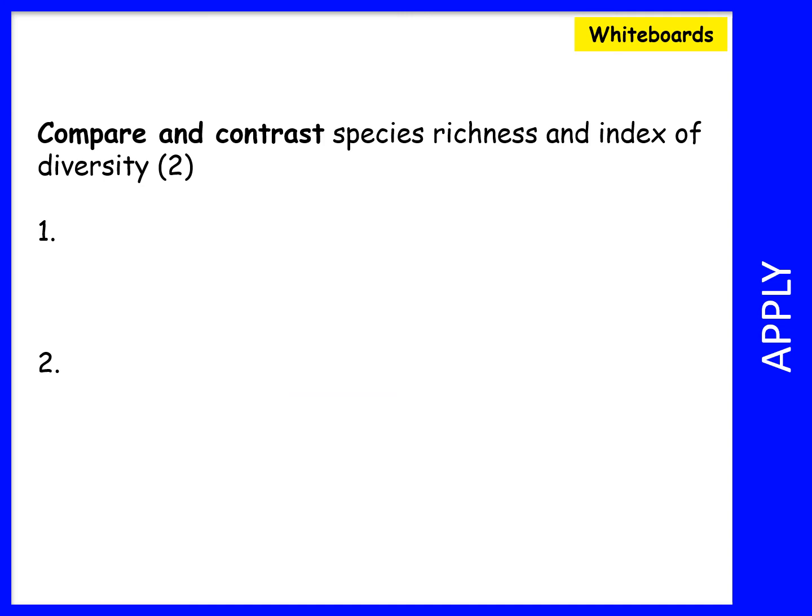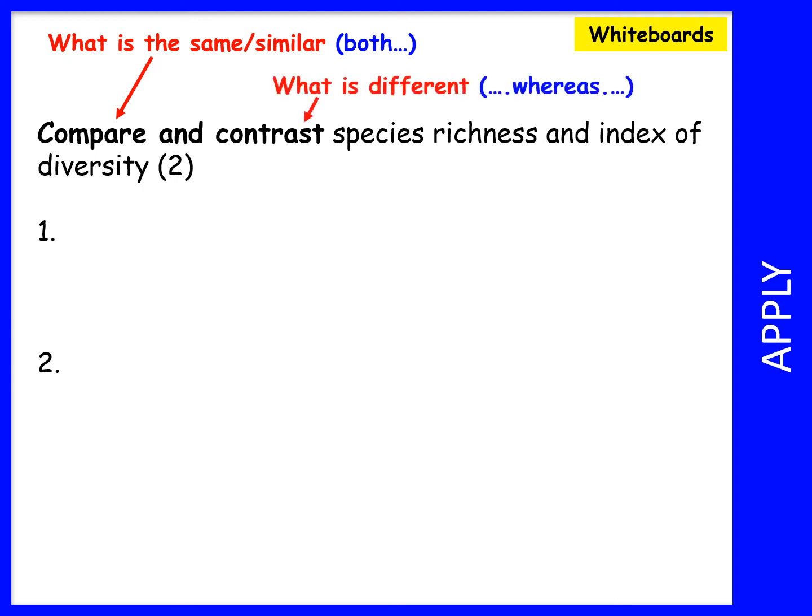So one common question is to compare and contrast species richness with the index of diversity. So with compare questions, what we need to do is start the sentence with "both have". And if it's the contrast part of the question, it will be "what is the difference between?" So we use "whereas" in the middle of the sentence. So if we're going to do the comparison then between species richness and index of diversity.